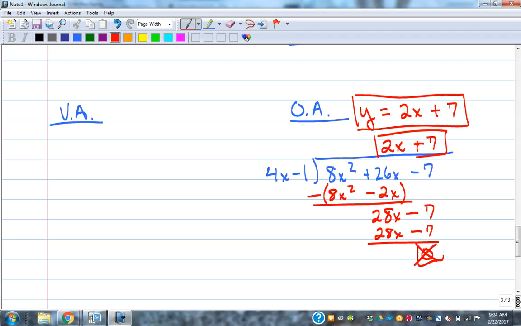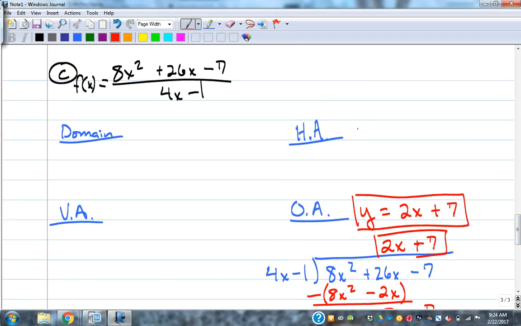Okay? So we got the oblique asymptote. It's y equals 2x plus 7. That means there's not any horizontal ones. Remember, they never happen together. Okay? So if you get one of those, you don't get the other one. All right? Now, domain.